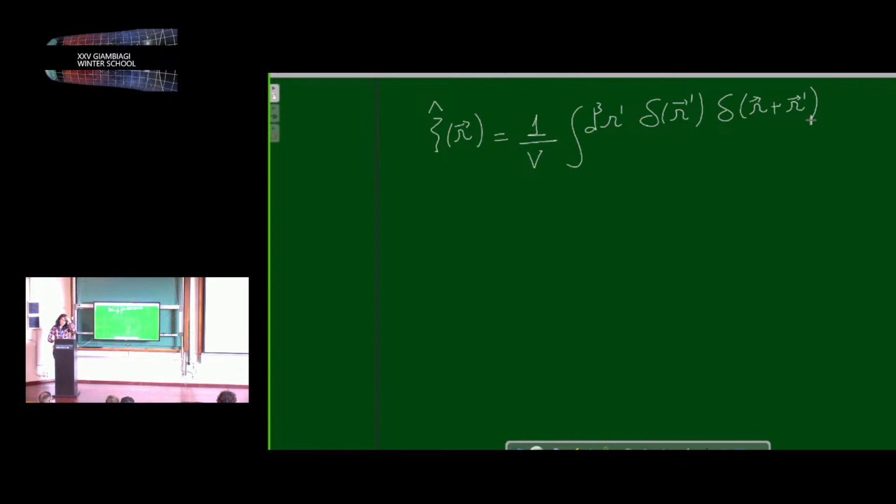Here we are using translational invariance, which is another way of using the ergodicity hypothesis. I'm using translational invariance because I'm saying that this correlation function only depends on the distance between the two points. Sorry, I should write r minus r prime here, to make it more clear.